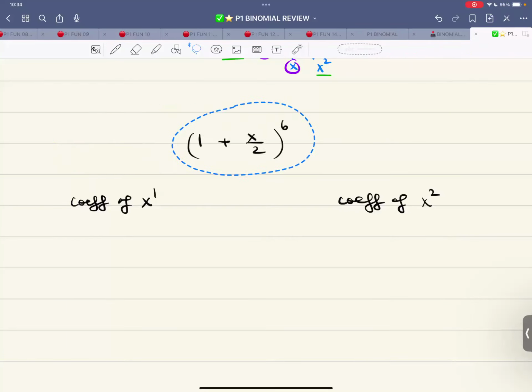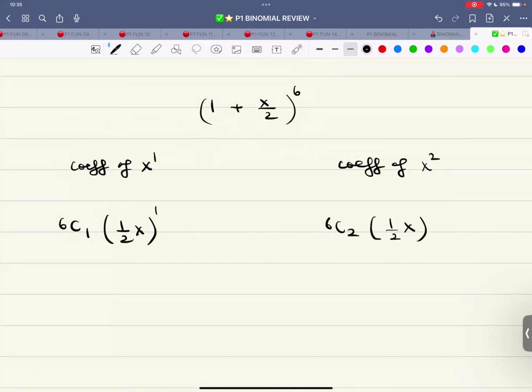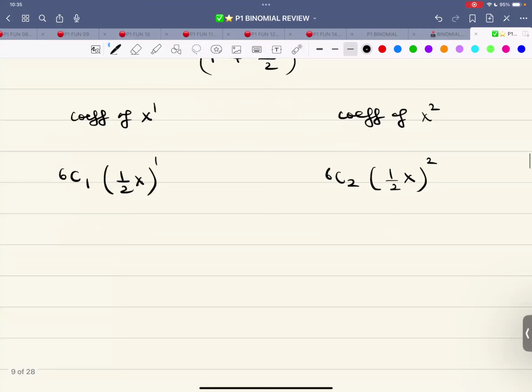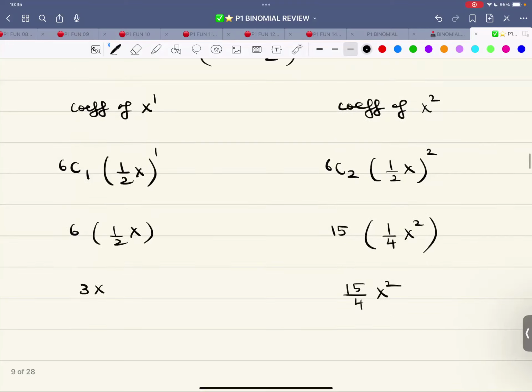So let me just pick this up. Let me write it over here. This would be 6c1 and half x raised to power of 1. This is 6c2, this is half x raised to power of 2. 6c1 is 6. Half x is half x. This simplifies to 3x. 6c2 is 15. Half x square is 1/4 x square. It's 15 over 4 x square.